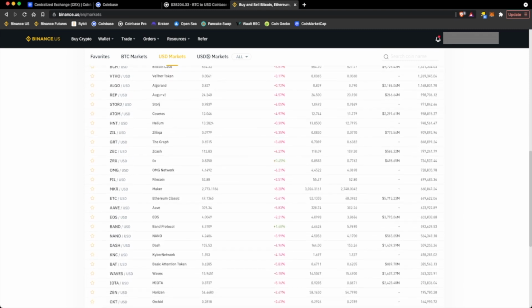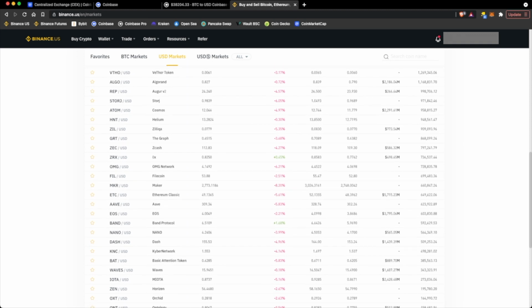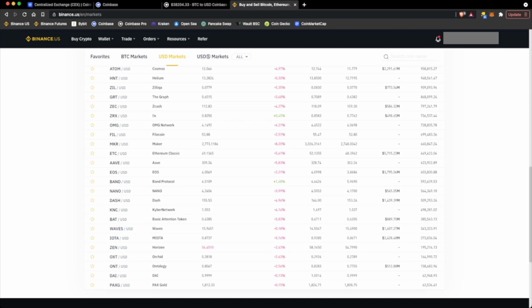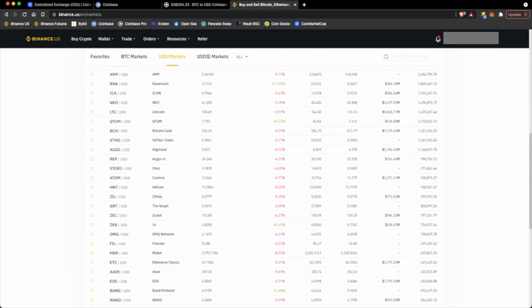Coinbase is generally a 24-hour approval. Binance can be anywhere from a 24-hour approval. To me personally, it took 3 months. But Binance just offers some different coins that Coinbase doesn't.